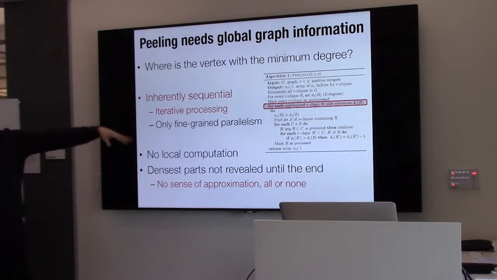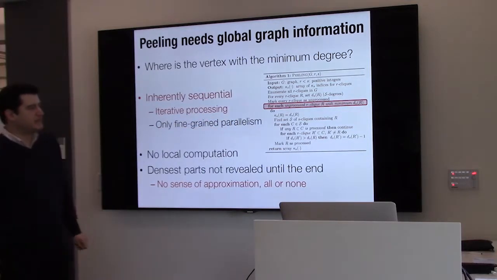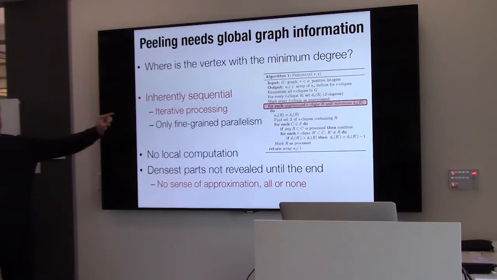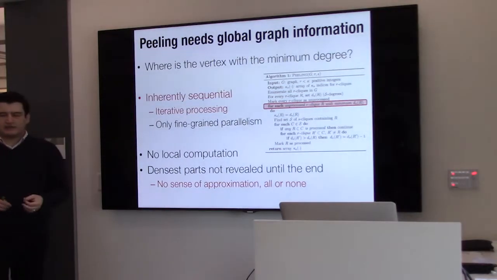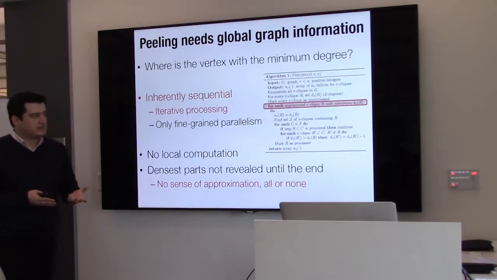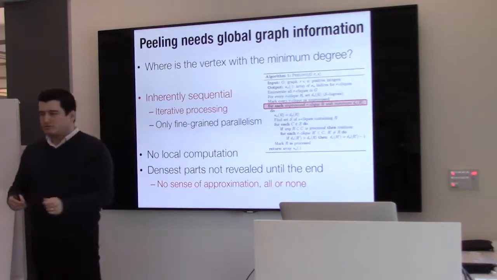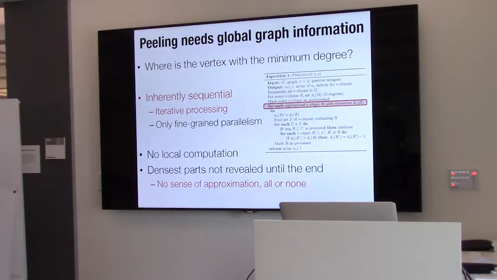So this is the pseudocode, and for each unprocessed vertex with minimum degree, you need to keep either a heap or bucket data structure, and this basically creates iterative processing. It is inherently sequential, and the only parallelism possible is inside the loop. So you have fine-grained parallelism rather than coarse-grained, which is expected to give a better speedup. So there is no local computation.